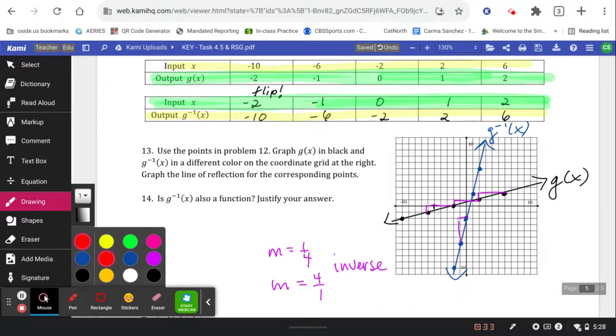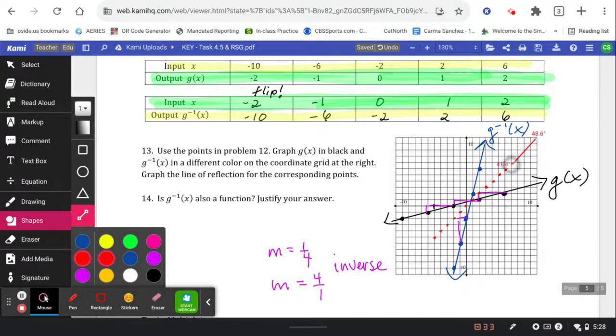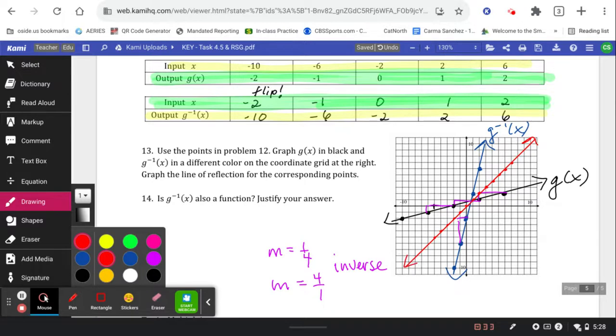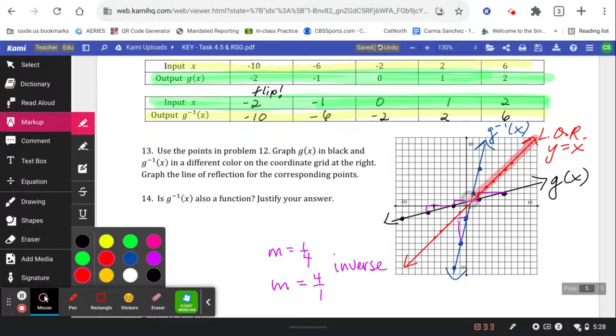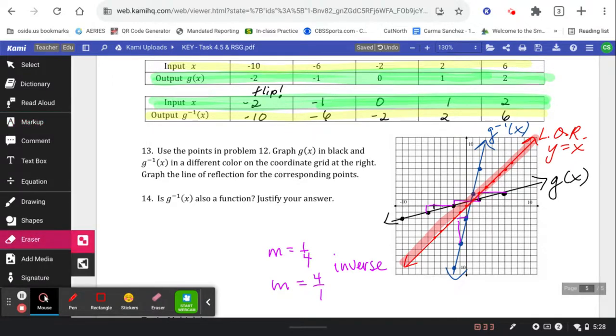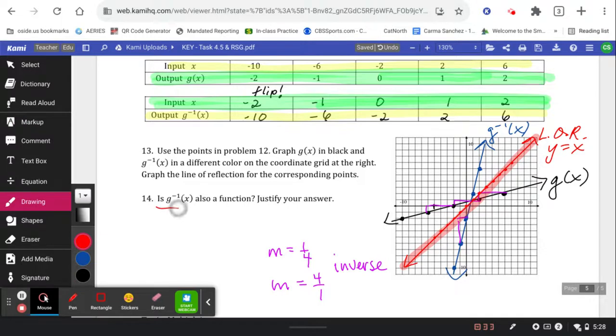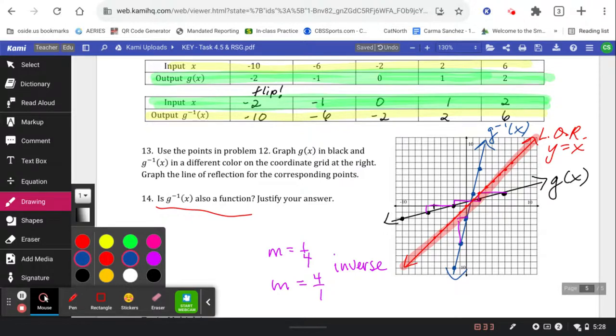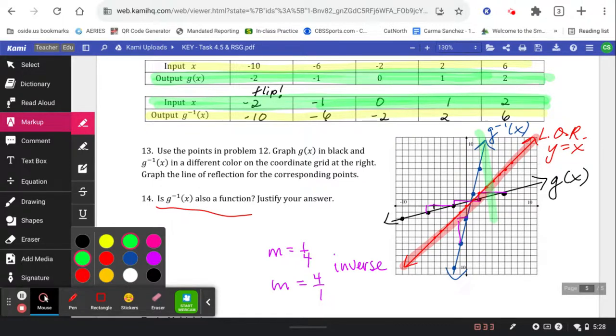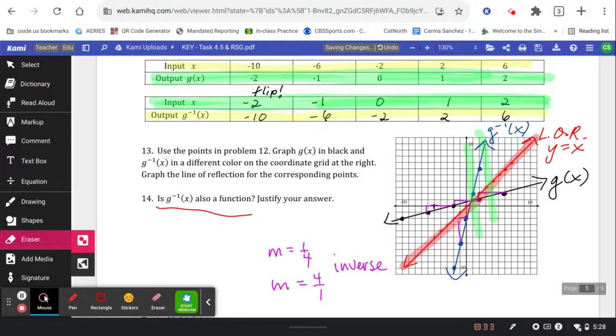Now, last but not least, I need to graph that line of reflection straight through the graph y equals x. And you can dash it or highlight it. And then title that your line of reflection, always going through y equals x. Okay, last question says, is g of x a function? G of x would be a function if I do the vertical line test and it only touches once. So for example, if I draw a vertical line through the blue g of x, touches once, touches once, touches once. Yes, g of x is a function.